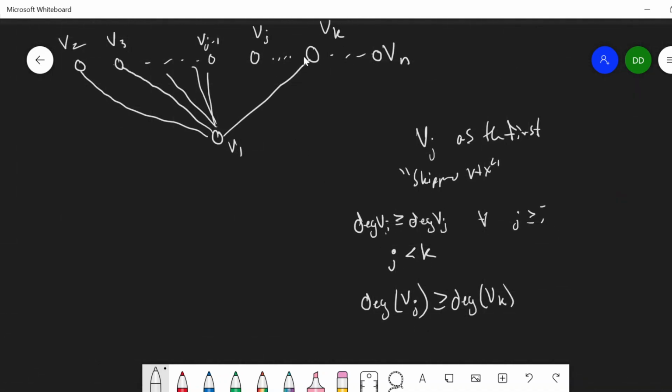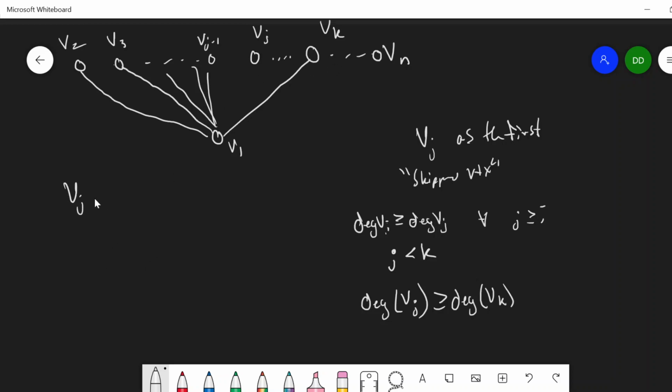So, look at this. Vk is adjacent to V1, so it's already adjacent to something that Vj is not adjacent to. But we know that the degree of Vj has to be greater than or equal to that of Vk. So that means Vj has to be adjacent to some other vertex that's not Vk, because that would add another degree, and not V1, because we know Vj is not adjacent to V1. So it has to be adjacent to some other vertex that Vk is not adjacent to.